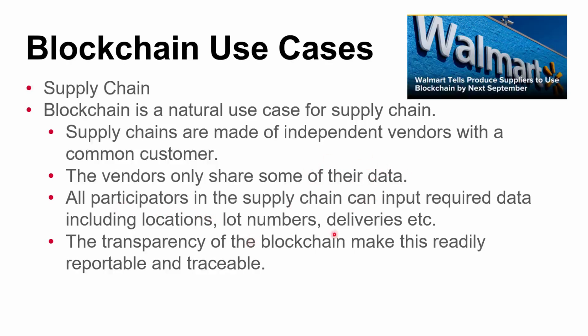And all participants in the supply chain can input the required data, including locations, lot numbers, deliveries, with only visibility to the end customer. So the transparency of the blockchain makes all the data on it readily reportable, traceable, and verifiable. And if a problem is detected, again, it can be traced back to a particular lot or a particular shipment.